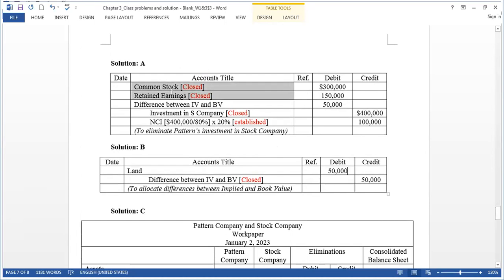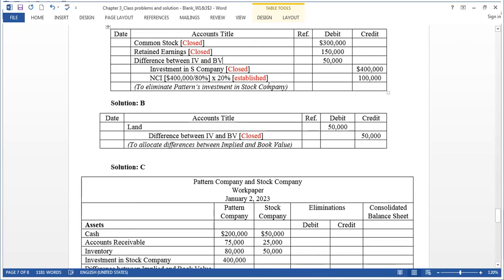We close the subsidiary company's book value. We close the parent company's investment. We establish NCI. After doing these steps, then you have to look for whether you have any difference or not. Don't look at the difference from the very beginning. You have to close common stock, retained earnings, additional paid-in capital, close investment in subsidiary company, and establish non-controlling interest. After that, difference is the last step. Then we have to close the difference.